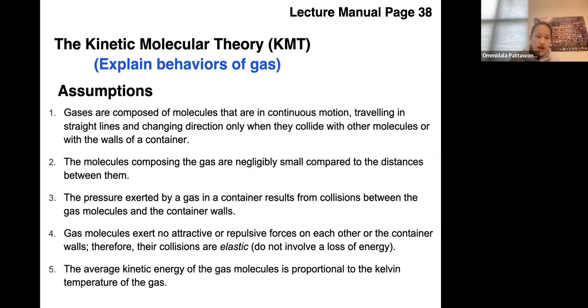Number 5 states that the average kinetic energy of the gas molecules is proportional to the Kelvin temperature of the gas. Later on you are going to see that the kinetic energy, which involves motion, or the speed of the gas, is directly proportional to the temperature in Kelvin. With those 5 assumptions, we can derive 4 things out of this kinetic molecular theory.